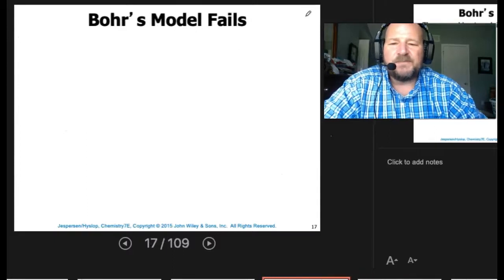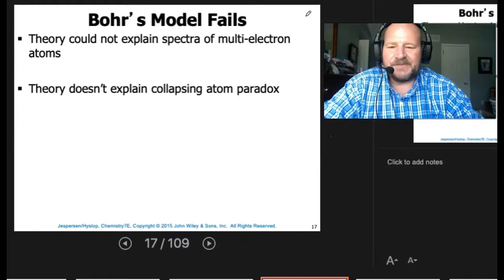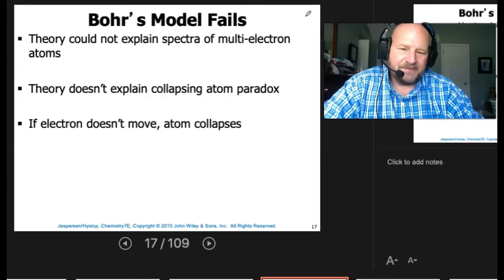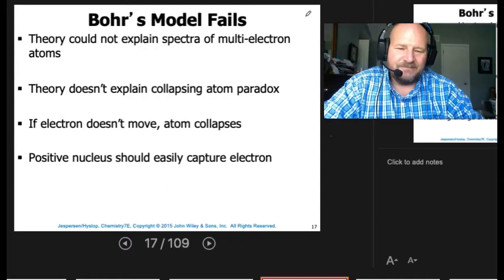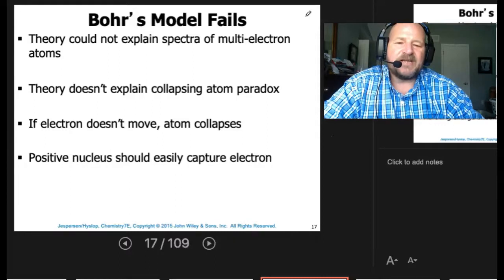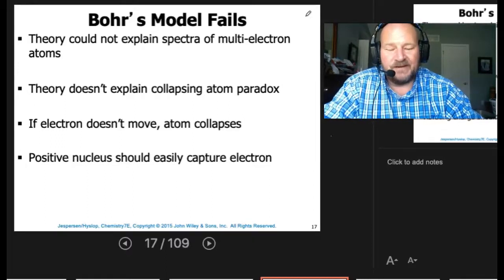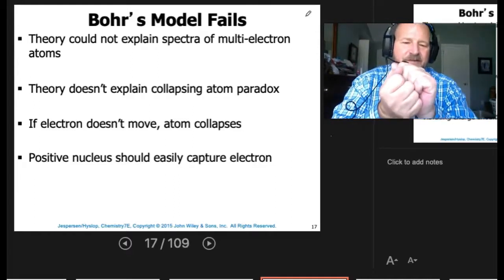Now, why does Bohr's model fail? Well, the theory could not explain spectra of multi-electron atoms. The theory doesn't explain the collapsing atom paradox. And if an electron doesn't move, the atom collapses. A positive nucleus should easily capture an electron. Okay, so that's the theory of the collapsing atom paradox. So it's not explaining why the electrons will move. In fact, it has nothing to do with the electrons moving, but we know that if the electrons stop moving, then we have a positive charge, we have a negative charge, and they have to come together. That's what has to happen.